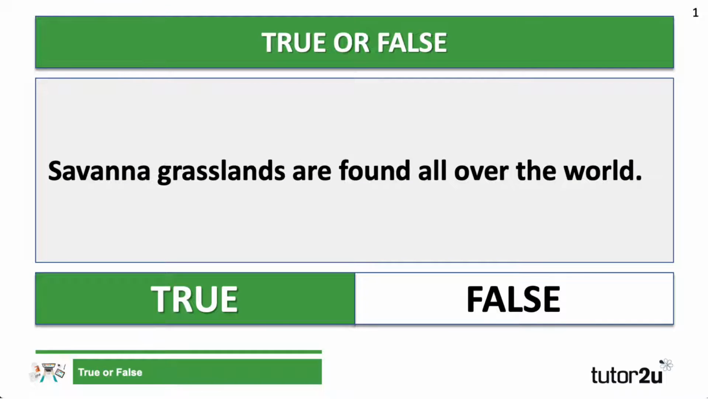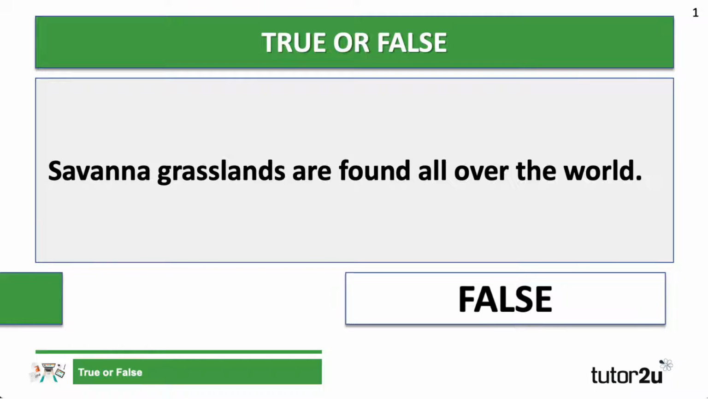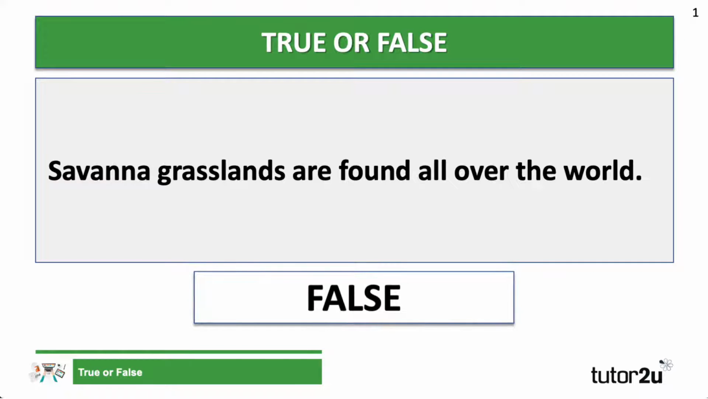So if we move on to look at the first question, quite a straightforward one, this one. If I said to you savanna grasslands are found all over the world, would that be true or would it be false? So jot down your answers in the chat if you can. Just T or F would do. Okay, let's look at the answer. This is a false statement. Savanna grasslands are not found all over the world. Savanna grasslands are mainly found within the tropics.